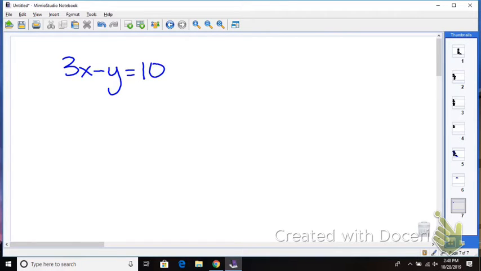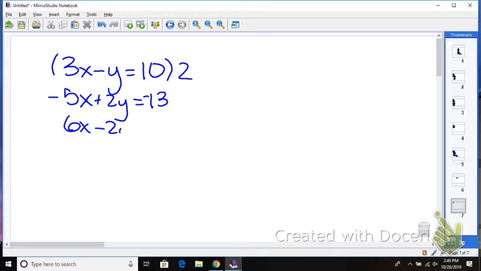So when we do this one, what do we want to get rid of, x or y? Y, okay. If you did x, it'll still work out. If I'm going to get rid of y, I got to multiply the top one by a 2. So I have 6x minus 2y equals 20. So this gives me an x, y's go away, equals 7.